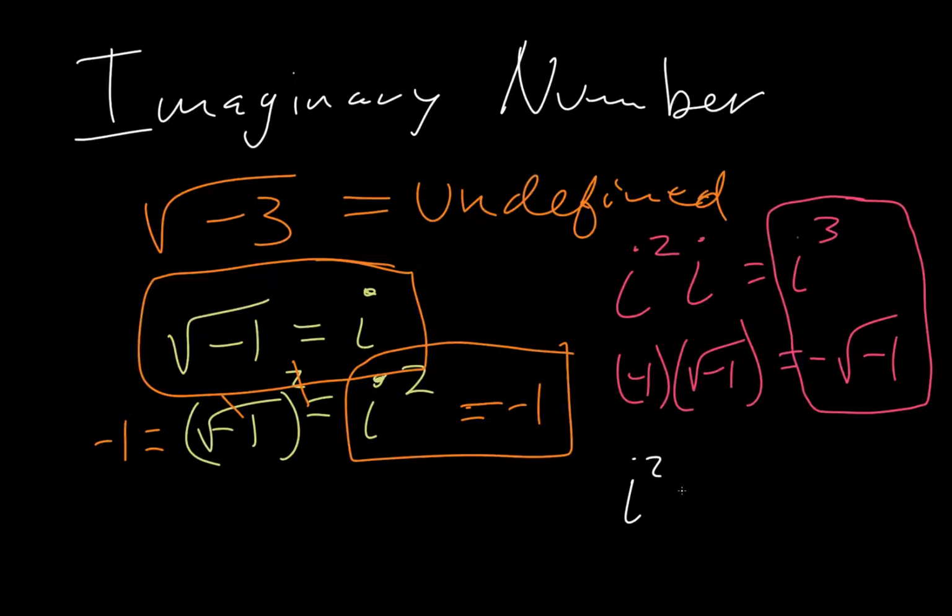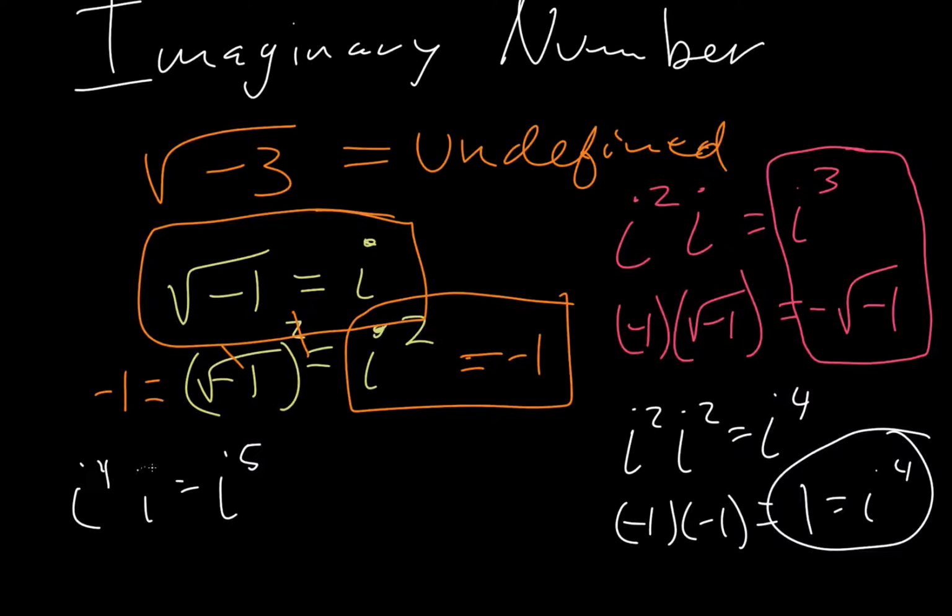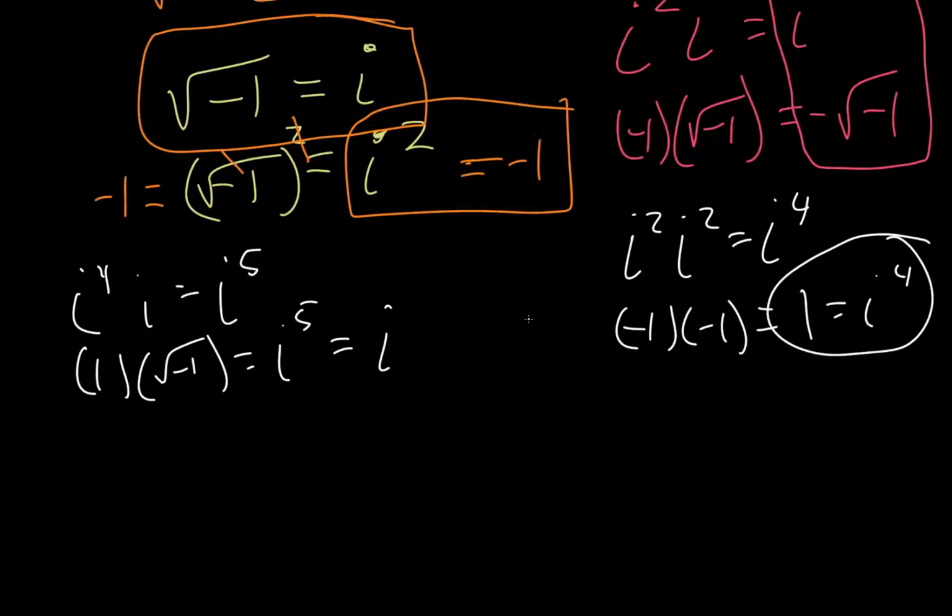Now, if we do i squared times i squared, we get i to the 4th. i squared is just -1, so that's -1 times -1, which is 1, and so i to the 4th is just 1. And then if we do one more, i to the 4th times i would give us i to the 5th, and i to the 4th is just 1, and i is the square root of -1. So we kind of went full circle. So i to the 5th is really just i. And so it's just going to loop and loop and loop like that.